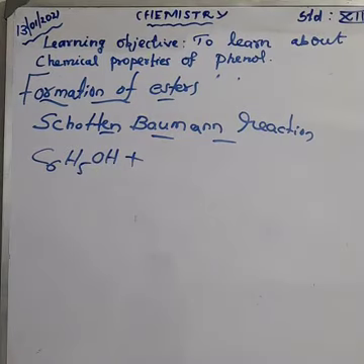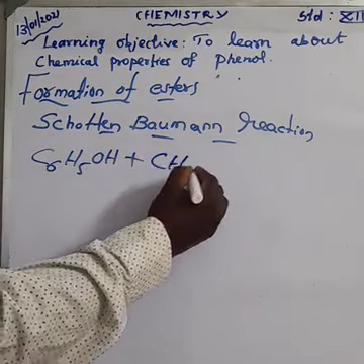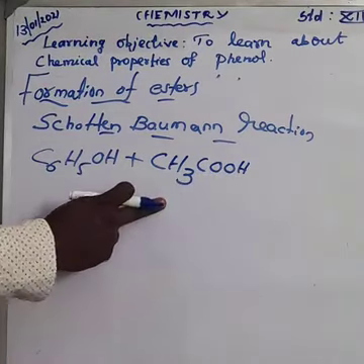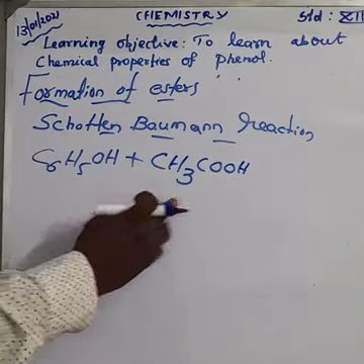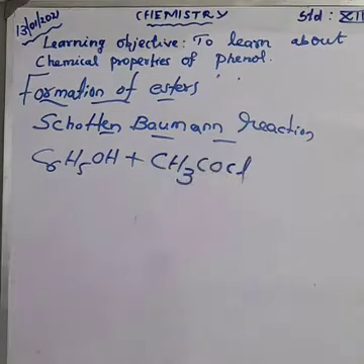Acetyl chloride. Previously we learned about carboxylic acids. One example is acetic acid. What is the formula for acetic acid? Sorry, CH3COOH, acetic acid. From the CH3COOH, the OH is replaced by adding Cl. Am I right? I am replacing OH and adding Cl. So the name of the compound is acetyl chloride.